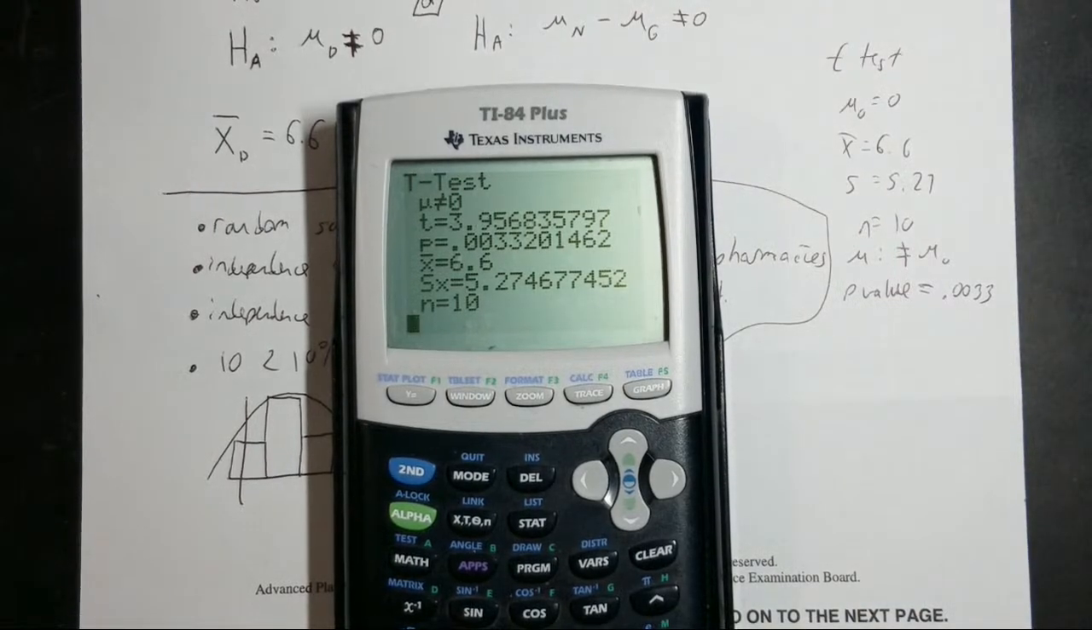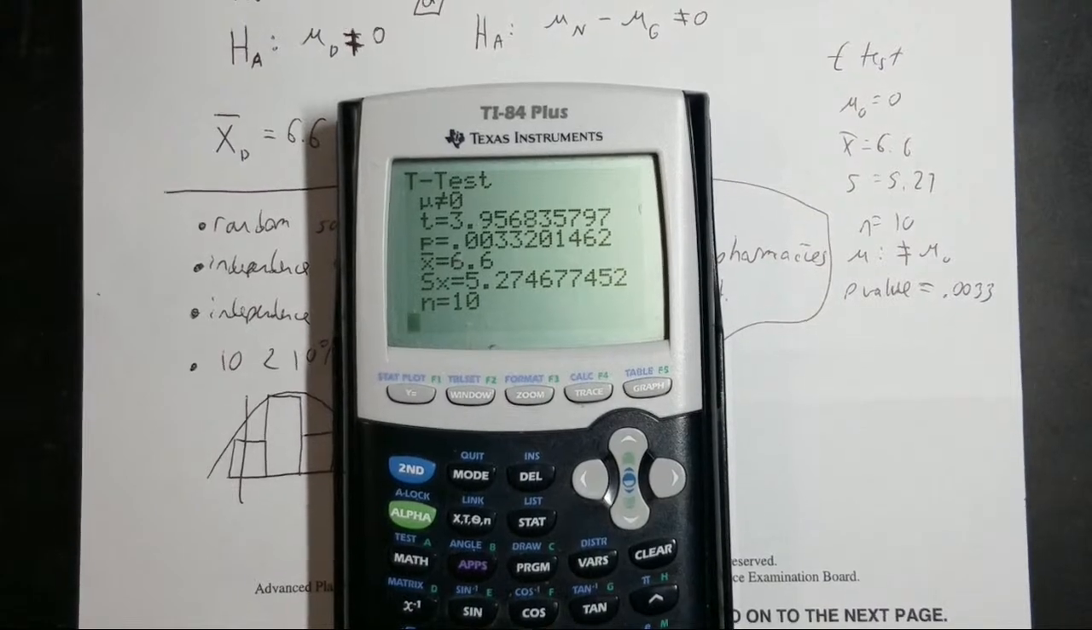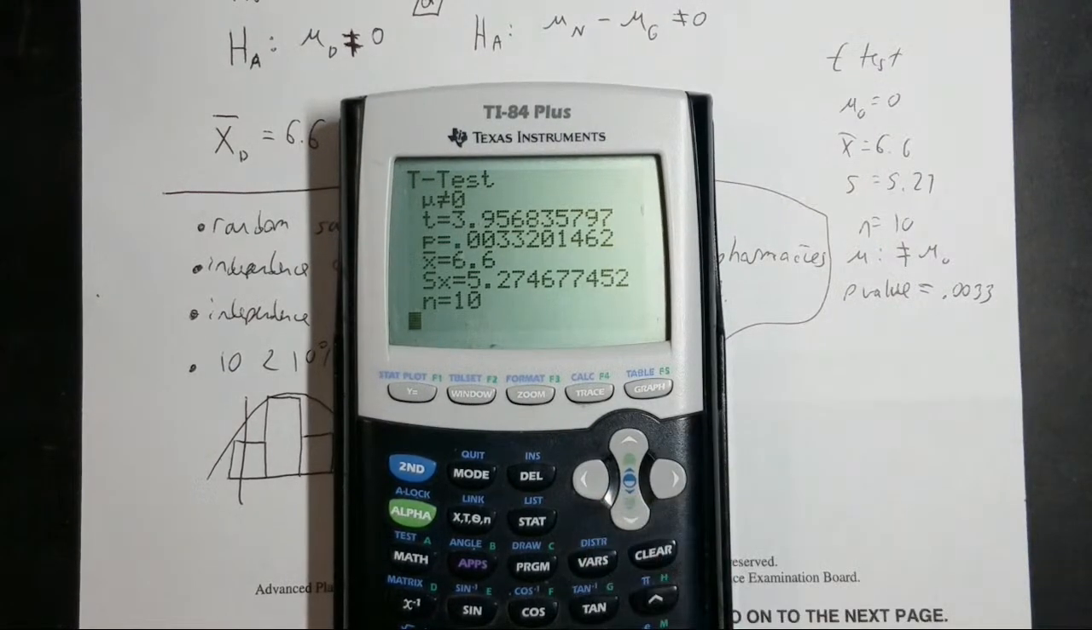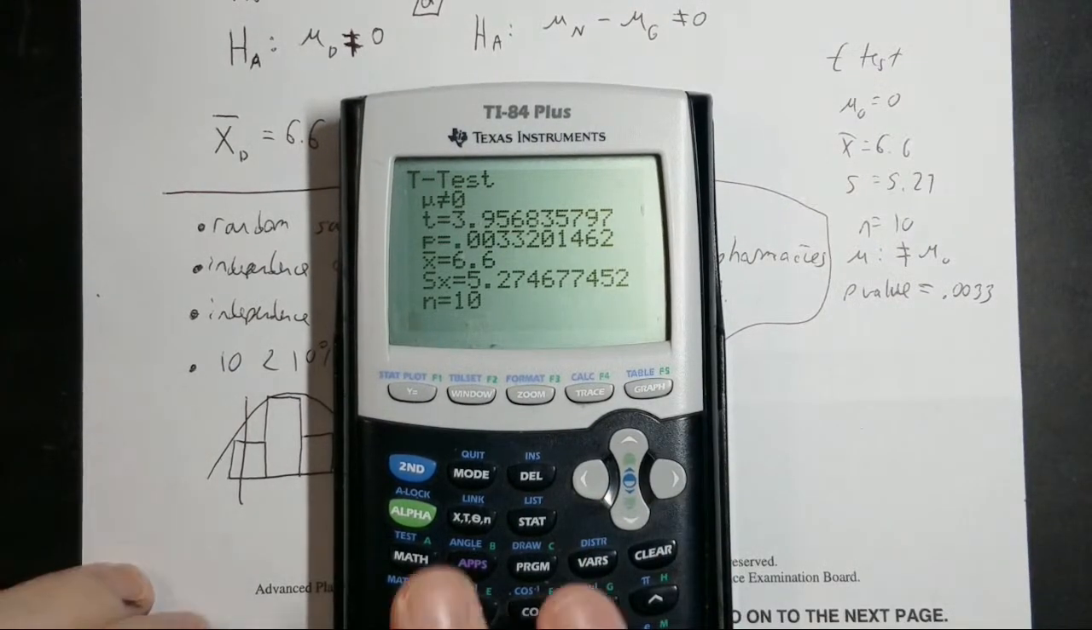Hold on a second, somebody's knocking at my door. Can you give me a few minutes? I'm just wrapping up. That was my son asking for a piece of candy. Anyway, I get a p-value of 0.0033.